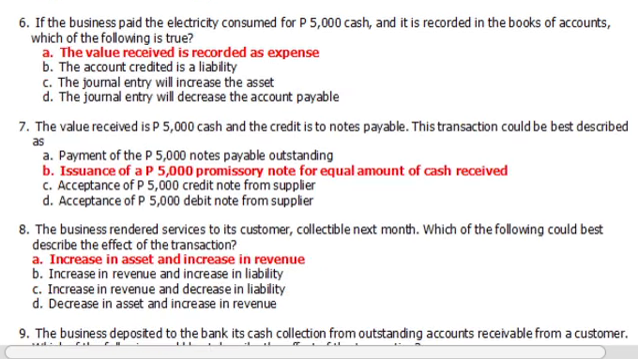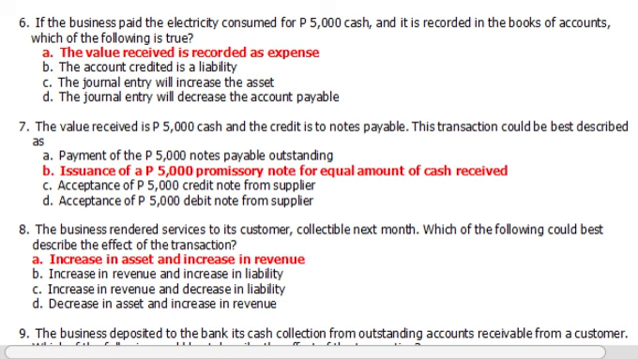Number 6, if the business paid the electricity consumed for 5,000 cash and is recorded in the book of accounts, which of the following is true? Ang answer natin is letter A. The value received is recorded as an expense. Letter B naman, hindi naman siya liability kasi nga nagbayad tayo ng cash. Increase in asset, hindi din nag-increase, nag-decrease pa nga yung asset natin. Letter D, decrease in accounts payable, walang nag-decrease, no? Kasi hindi natin siya inutang. So, ang answer natin is letter A.